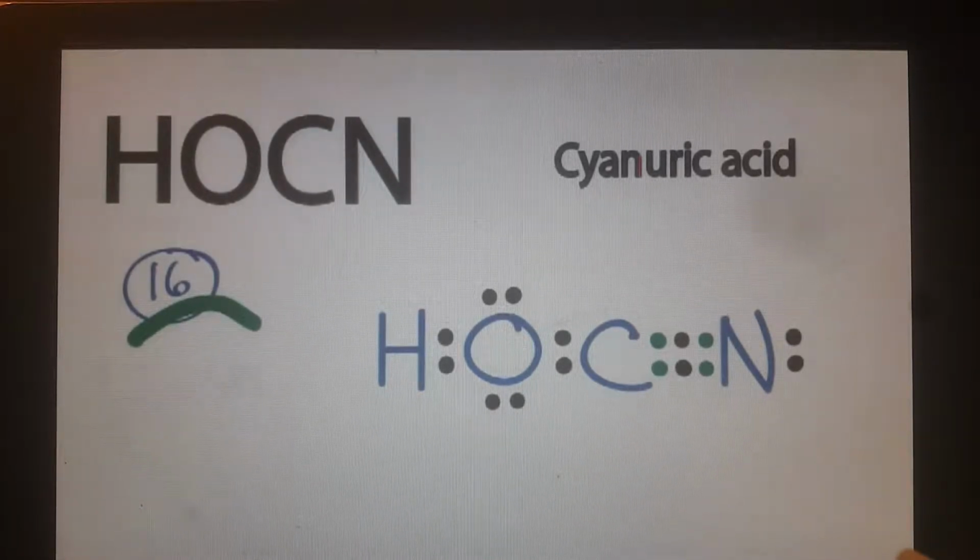If we take a look at our formal charges, we'll find that there's 0 for each atom in this Lewis structure. If we were to take and use a triple bond between the oxygen and the carbon, we wouldn't have formal charges of 0. That would mean that it's a less likely Lewis structure. So this is the best Lewis structure for HOCN.